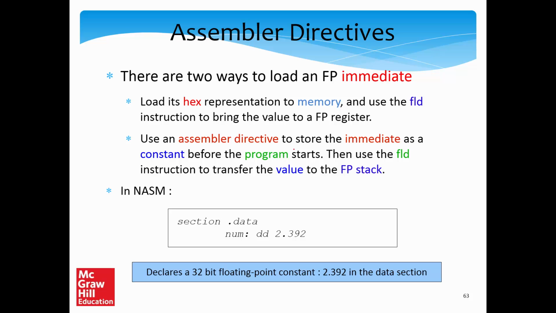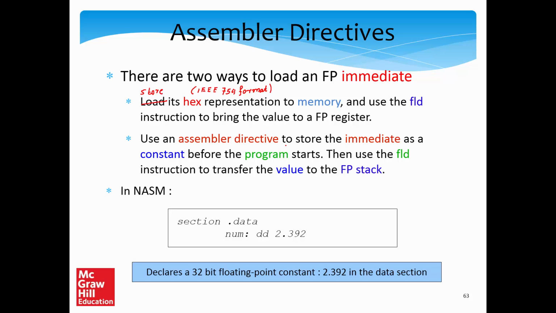There are two ways to load a floating point immediate. The first is that we first load its hex representation to memory. Let's take the number 3.5. Well, technically this should not be called load, it's better to call it store. So we store its hex representation, the representation in IEEE 754 format, to memory and use the FLD instruction to bring the value into a floating point register.